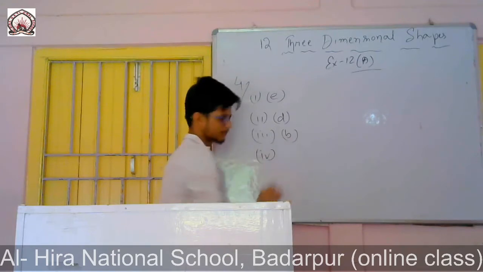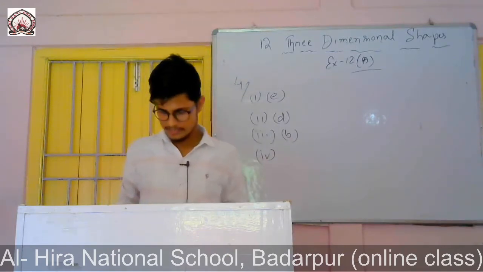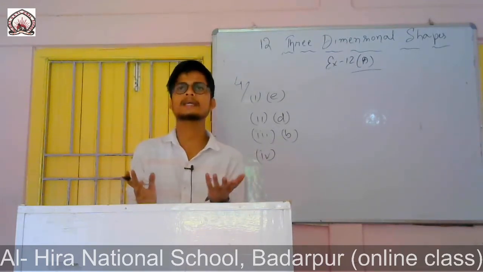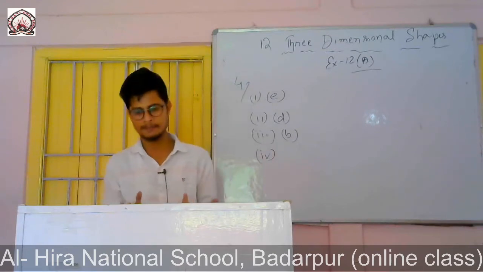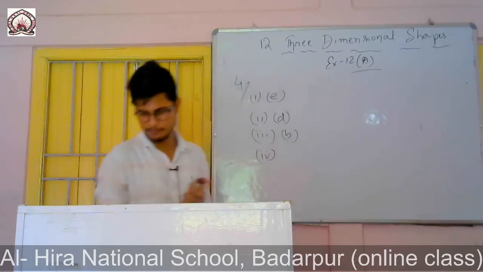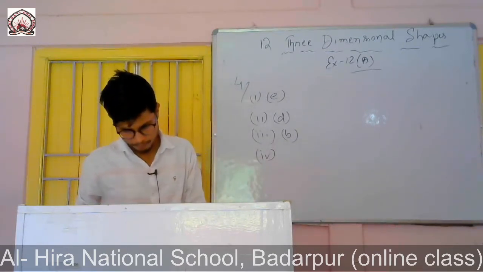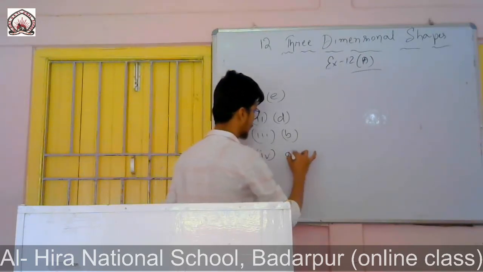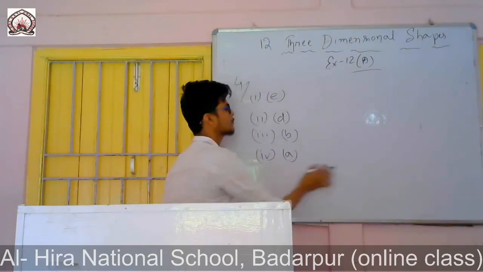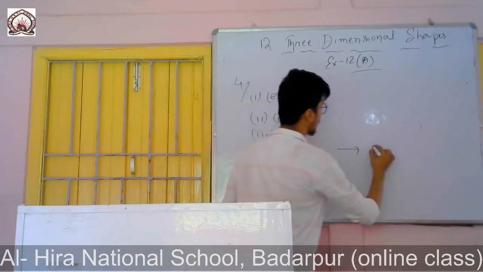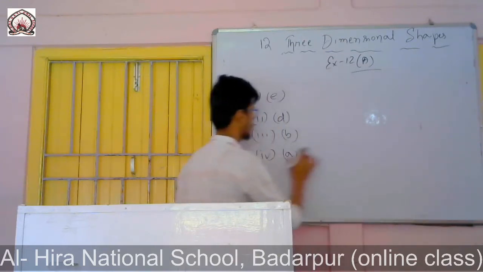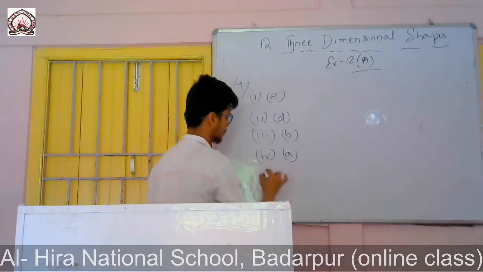Then 4. 6 square faces. So it is very easy. 6 square faces, that means only in case of cube it is possible. So where is cube? Option number A. So 4 answer is option number A. You write the full line, then you give an arrow and you write the answer. Okay, don't write like this, or you can match also.